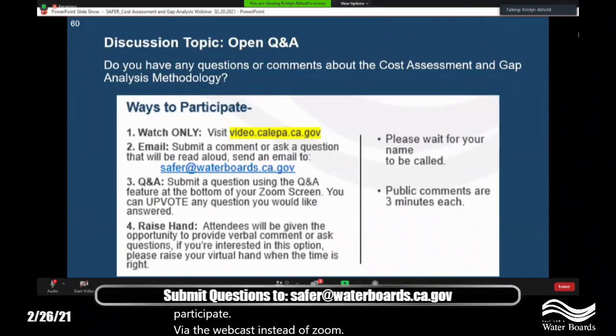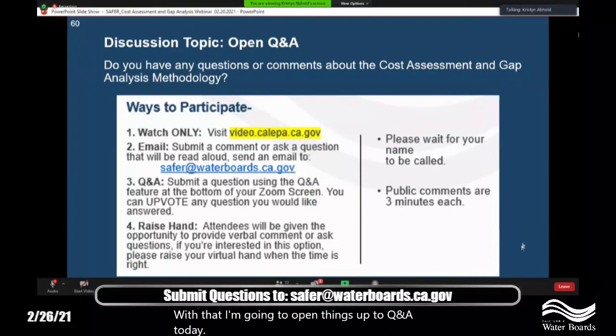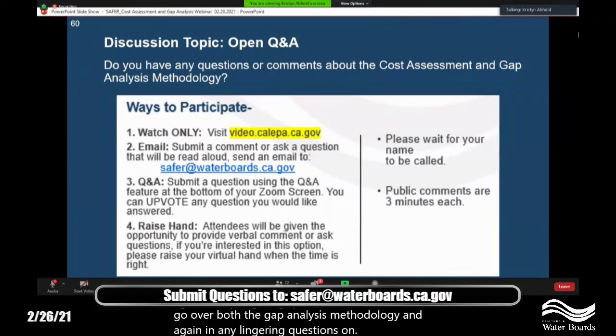With that, I'm going to open things up to Q&A to go over both the gap analysis methodology and again, any lingering questions on the cost assessment. I see we've got a few questions that have come in. This one is from Cindy Tuck: when prioritizing the SB 200 funding, how does staff look at the human right to water systems and at-risk systems? How does staff look at SB 200 funding priorities for human right to water systems?